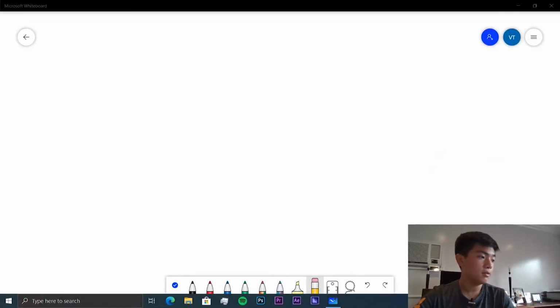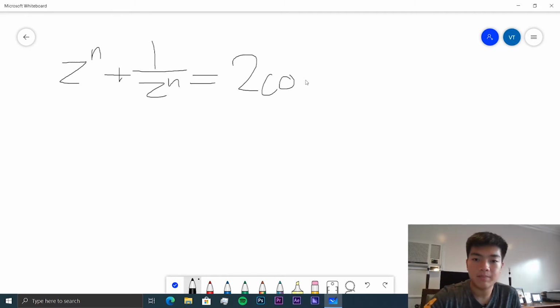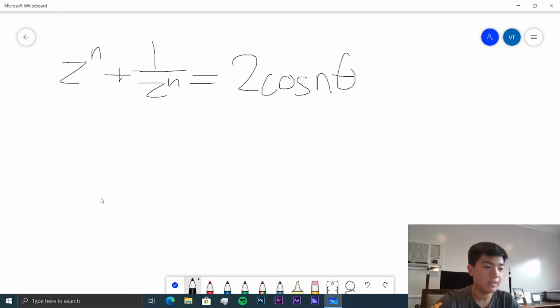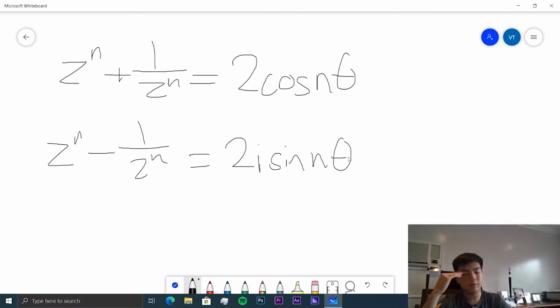So the two important things we need to know is, first of all, if we raise a complex number z to the n plus 1 over z to the n, this is equal to 2 cosine n theta. And the second thing we need to know is if we subtract the reciprocal instead, this is equal to 2i sine n theta. So of course we can prove this, and n is natural and theta is real. And so this makes for some very interesting proofs.